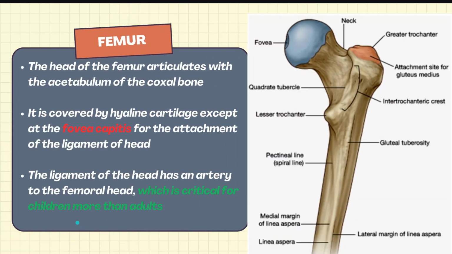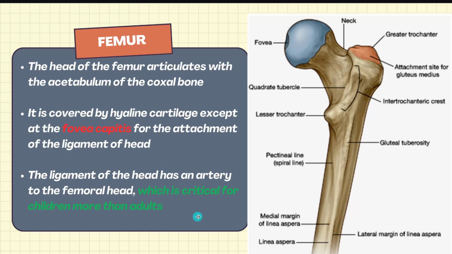Now let's start talking about the femur. Now that we got the hip bone out of the way, we have the femur. The head of the femur, as we now know, articulates with the acetabulum. It is covered by hyaline cartilage, except for the fovea capitis. And I want you to see over here, this is the area where there's no hyaline cartilage.